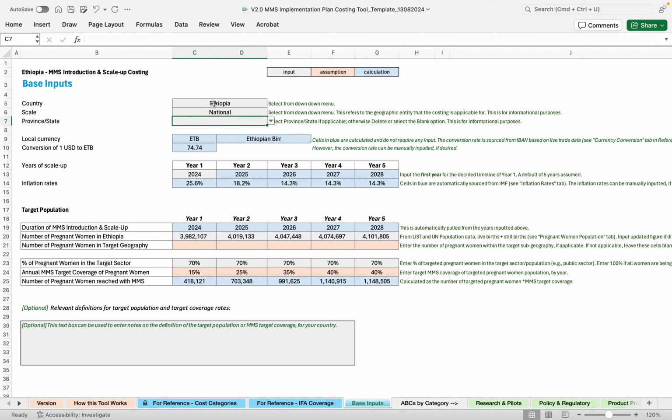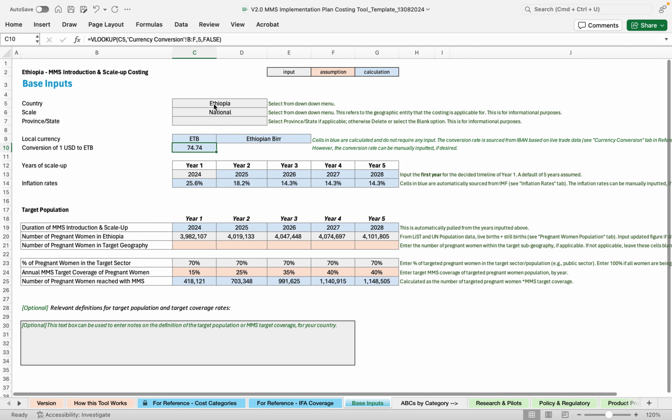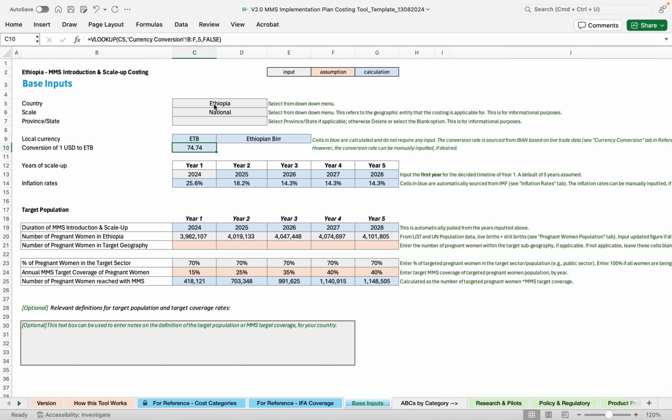Based on the country being inputted, the tool will automatically populate the local currency and the conversion of USD to that local currency based on inputs that are included in the reference tabs at the back. And the particular source for this is IBAN based on live trade data. This can also be manually overridden and inputted. As mentioned, this tool includes a 5-year timeline, and so you input the first year of that decided timeline. So we have an example of 2024, you could put in 2026, and it will change accordingly.